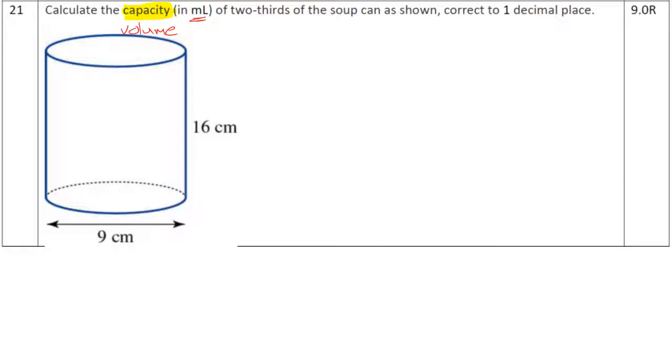So, you know, we're kind of being told quite a lot of stuff here. Now, there's another part of it. They want 2/3 of the soup can. So they don't want the whole thing. They want 2/3 of it. But that's pretty easy. We'll worry about that a little bit later. Okay, so what else have we got? We've got 16 centimeters.